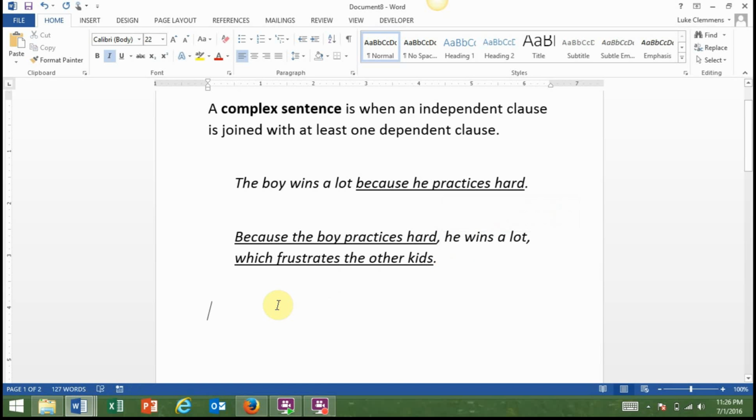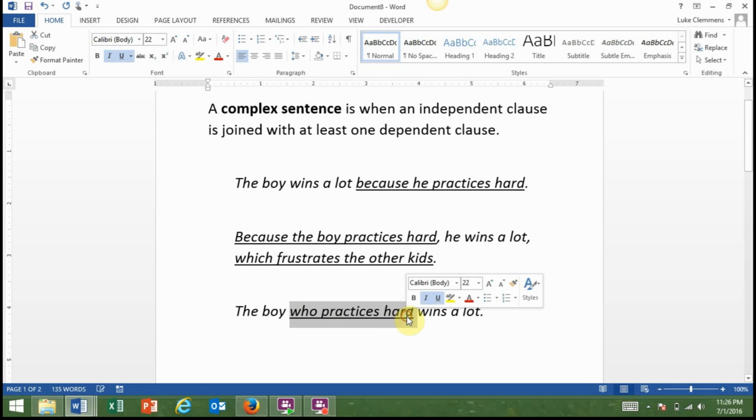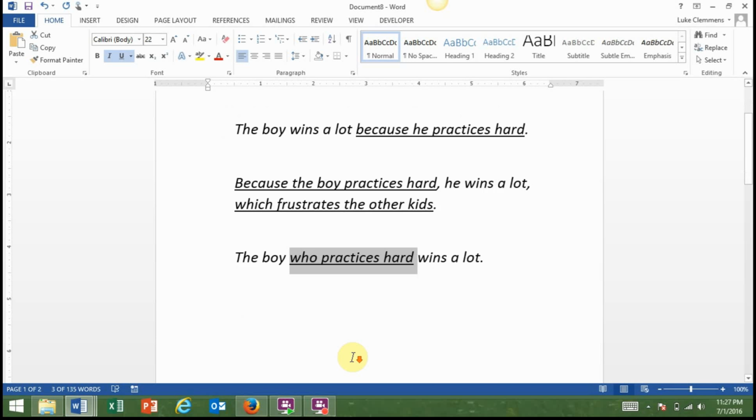So that first example, if we say the boy who practices hard wins a lot. That's also a complex sentence because what we have here is a relative clause, relative pronoun clause, and that's another type of subordinate clause. So we have the boy wins a lot, independent, and then we have our relative pronoun clause, which is also subordinate. So independent plus subordinate equals complex sentence.